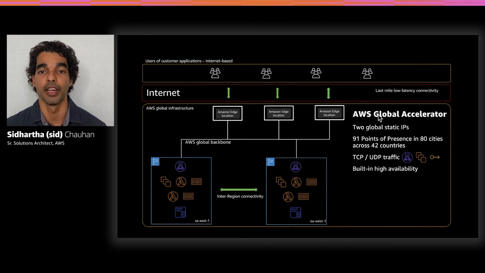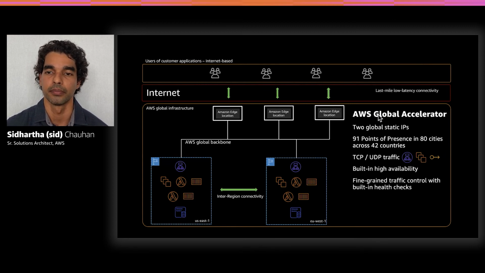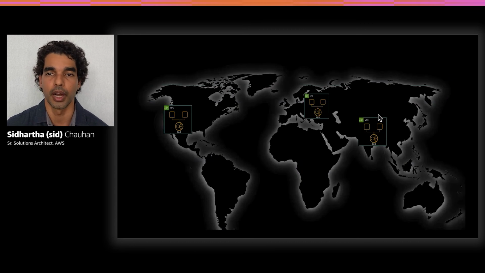It has built-in high availability. These edge locations, which you see, are not single points of failure. They have redundancy built in. Finally, it allows for fine-grained traffic control and has built-in health checks, and we'll look at what that means in the next slide. So I have my application stack deployed in 3 different AWS regions.